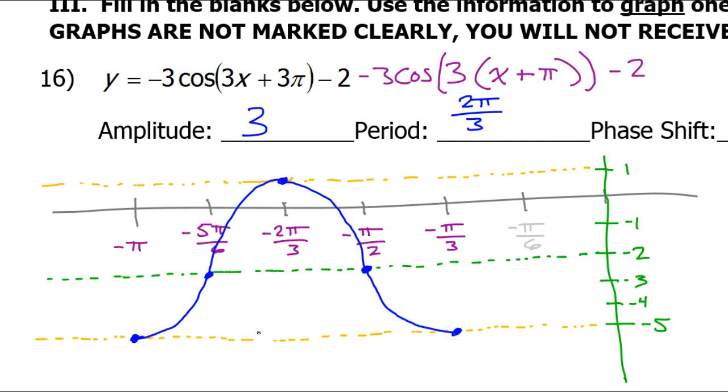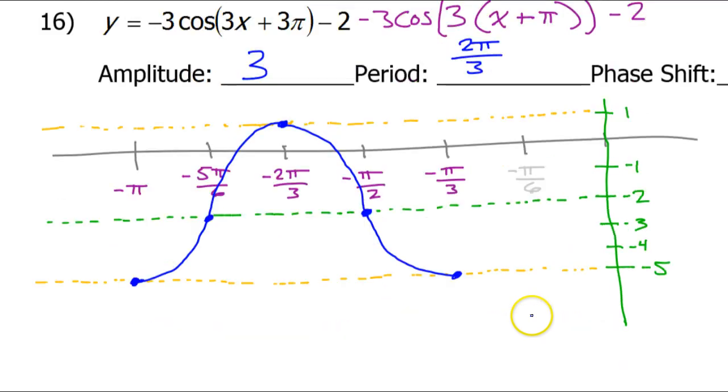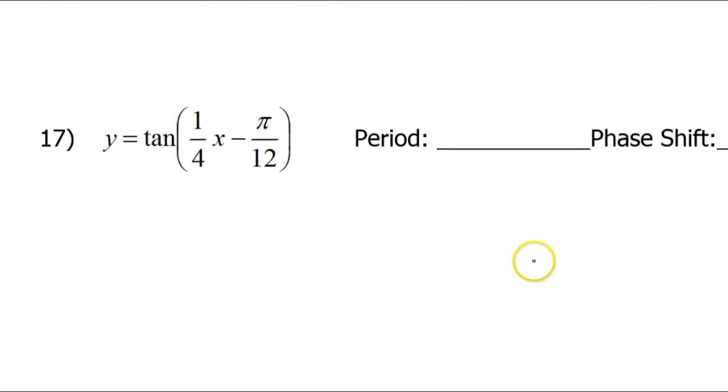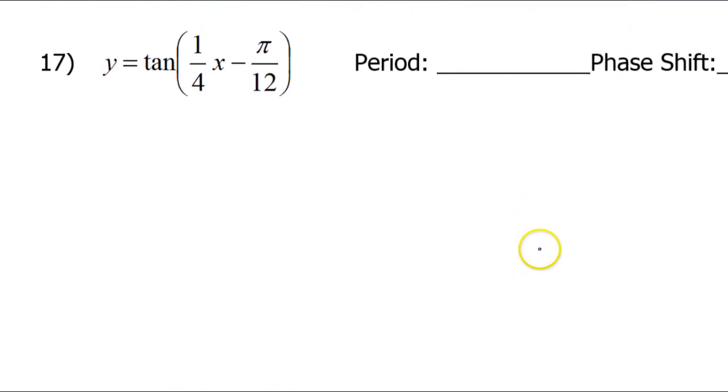And there is my graph of the cosine function. And that's it for number 16. Alright, now let's move on to number 17.